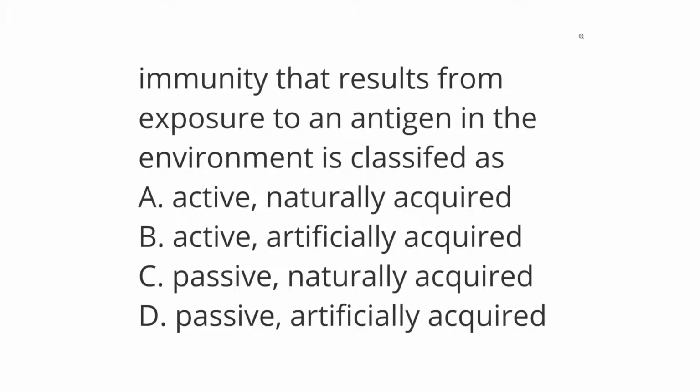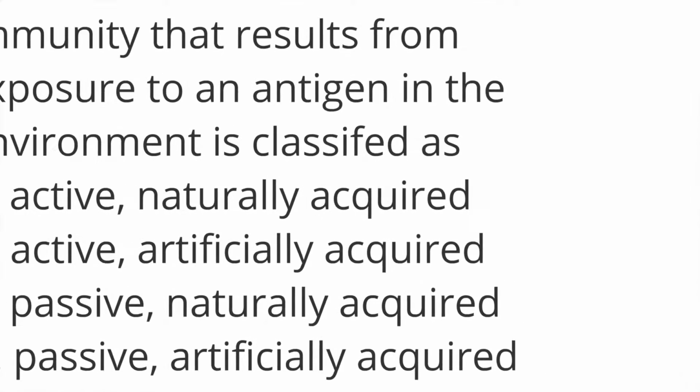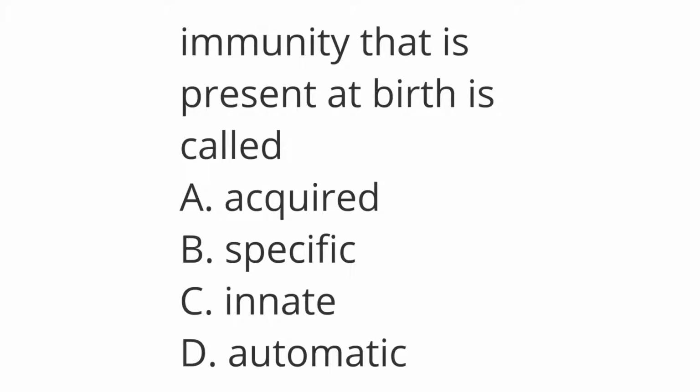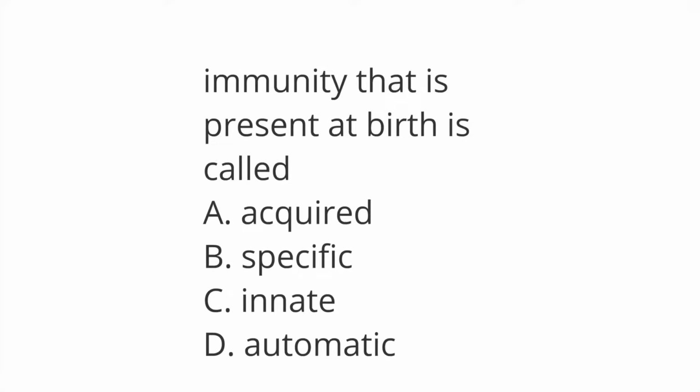Okay, a couple of review questions for you. Immunity that results from exposure to an antigen in the environment is classified as, and since you're exposed to it and it's in the environment, that's going to be active, naturally acquired immunity. Immunity that is present at birth is called innate immunity. You're just born with it. You don't have to do anything to get it.